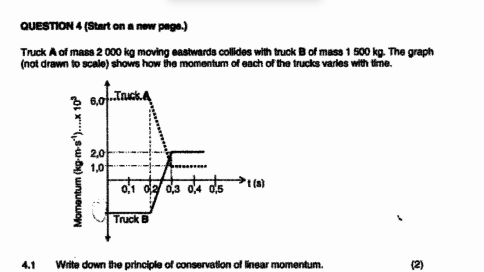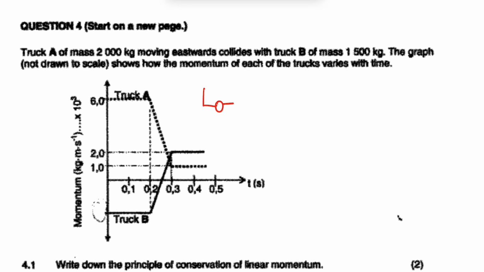Let's cut to the chase. It says a truck A with a mass of 2000 kg moving eastwards collides with a truck B of mass 1500 kg. The graph is not drawn to scale. It shows how the momentum of each truck varies with time.